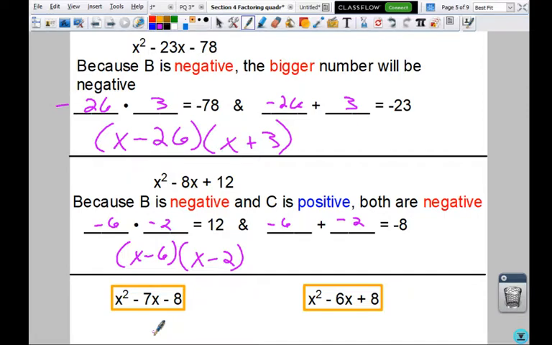Alright, next two in-class problems. Do these ones in the boxes and then you guys can help me out.